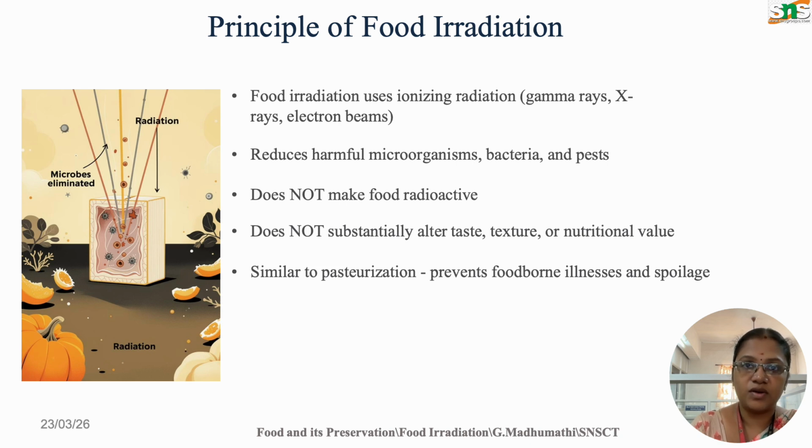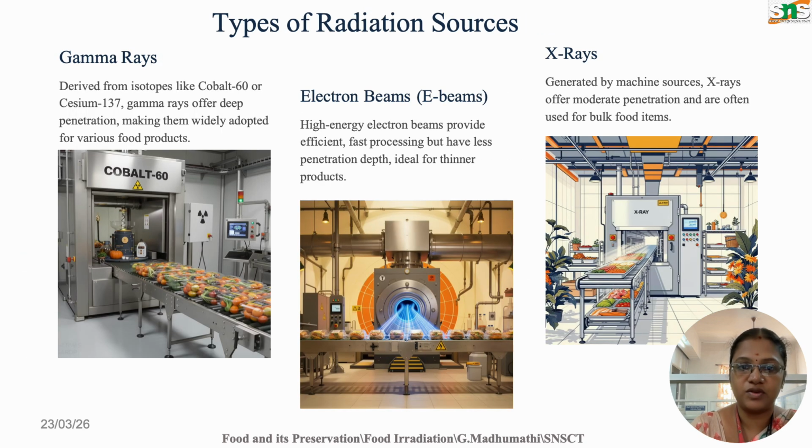So this is a method similar to pasteurization that helps to prevent foodborne illness and the spoilage of foods. These are the three different types of radiation sources that are used for the food irradiation method. First is the gamma rays, then electron beams and the X-rays.